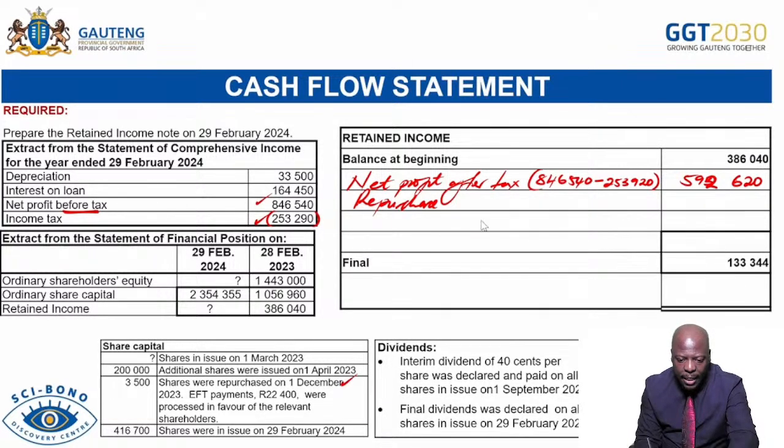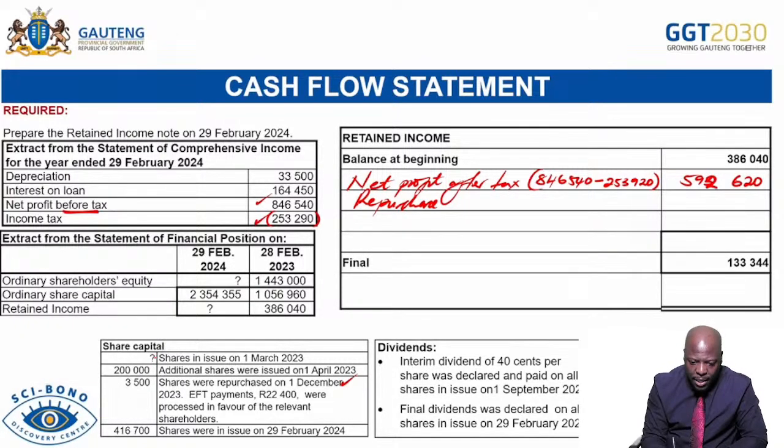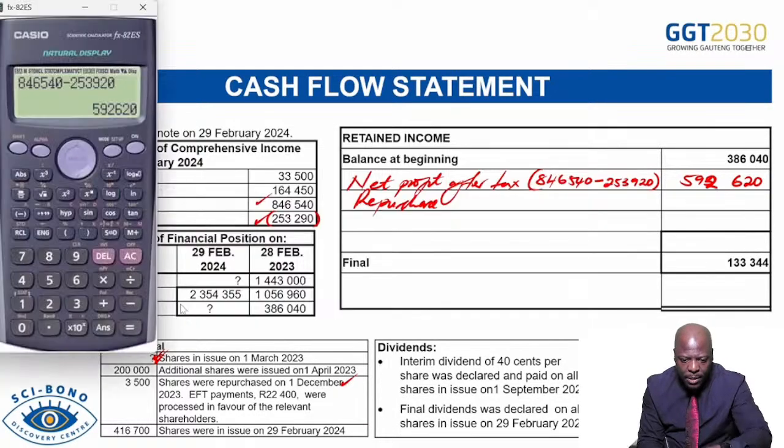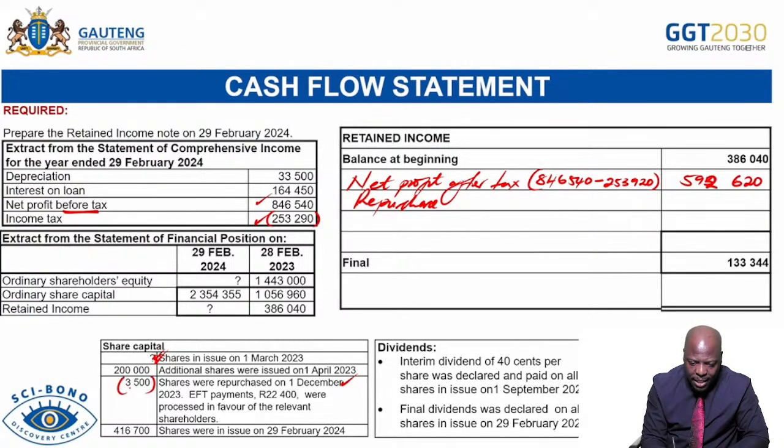my number of shares at the end, I can get the number of shares at the beginning. So we want to get this number of shares there at the beginning. How do we get that? We can say your 416,700, which is at the end. And when we go up, we do the opposite. Remember that. So these are shares that we repurchased. So they are in bracket here.